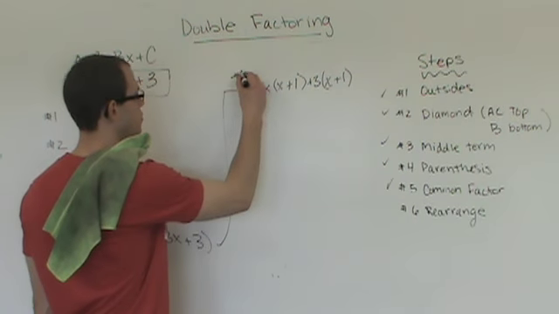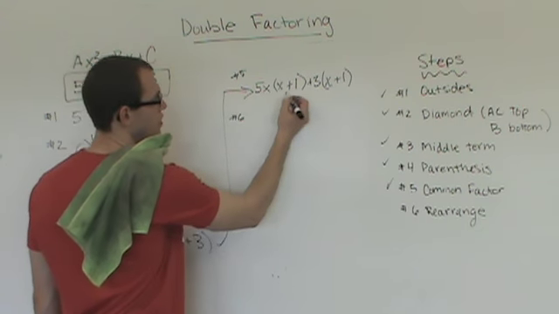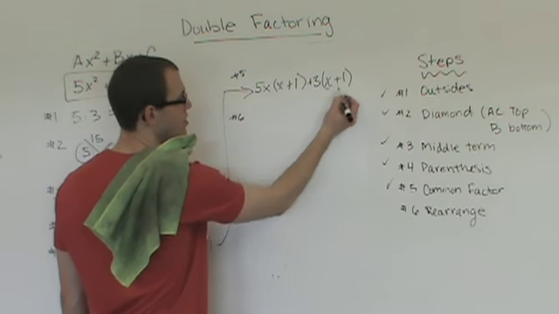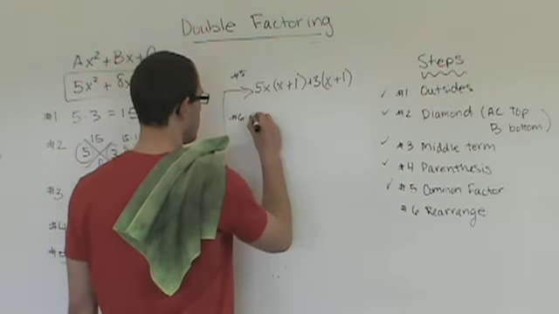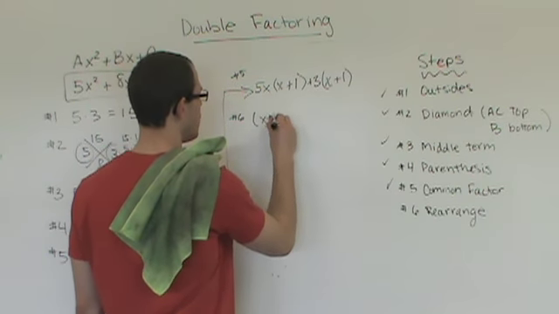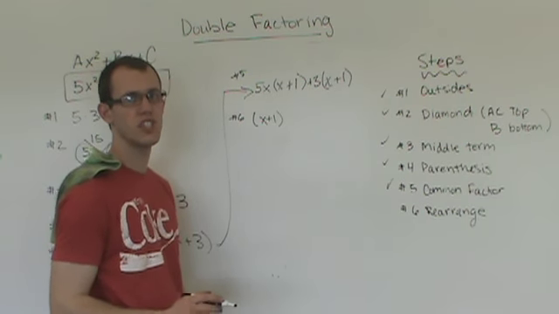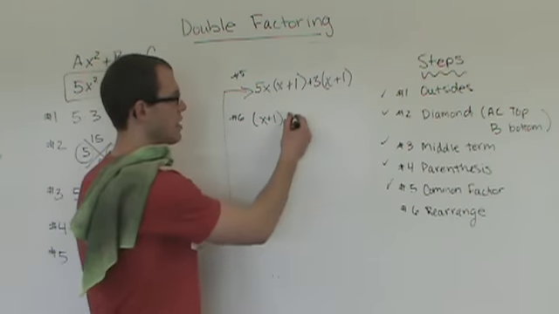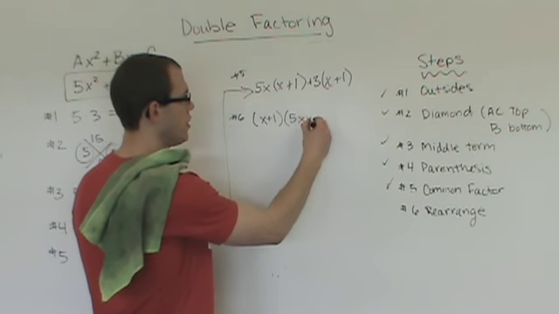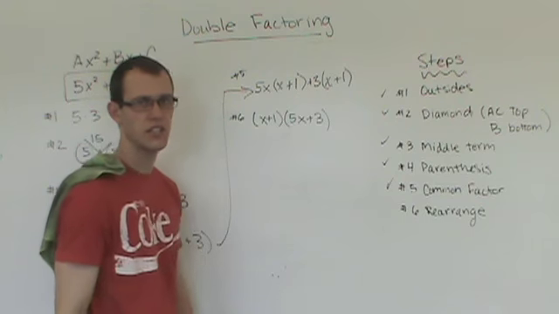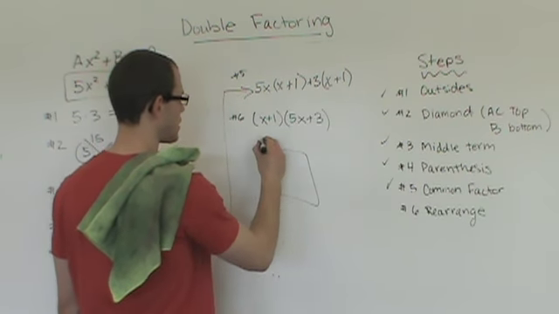So that was step number 5. Now step number 6, we take what we have in parentheses. Is it the same thing? It is, so that means we did it correctly. So I'm going to write x plus 1 as our first part of the solution, and then we want to just take what's left over and write it in the second parenthesis. So we have a 5x plus 3. That's our answer. You want to check it, FOIL it, or do your box method.